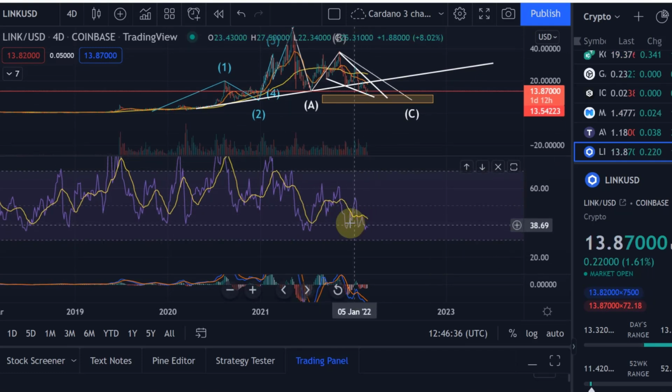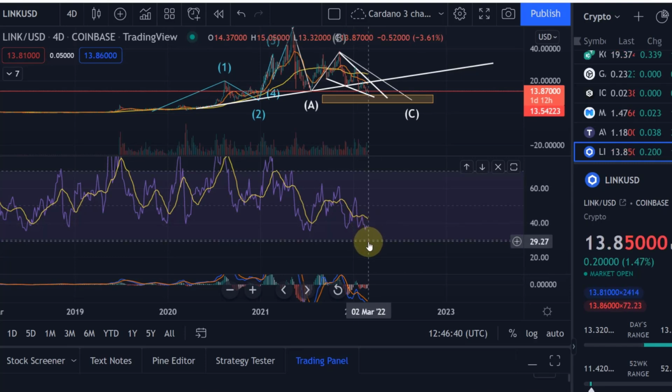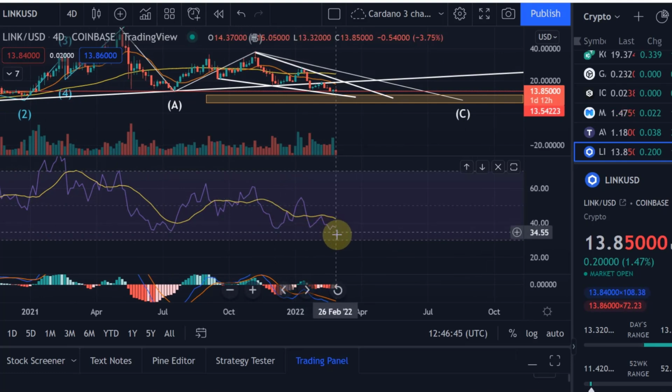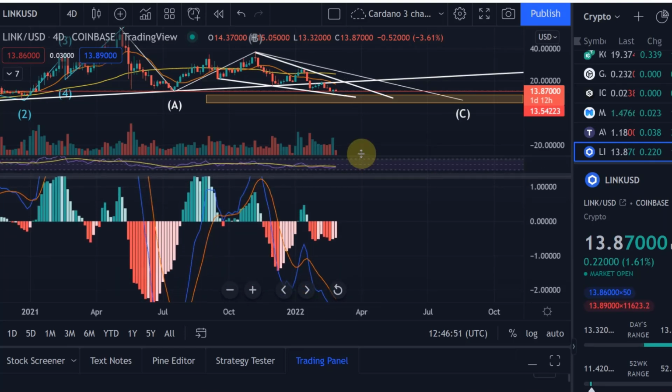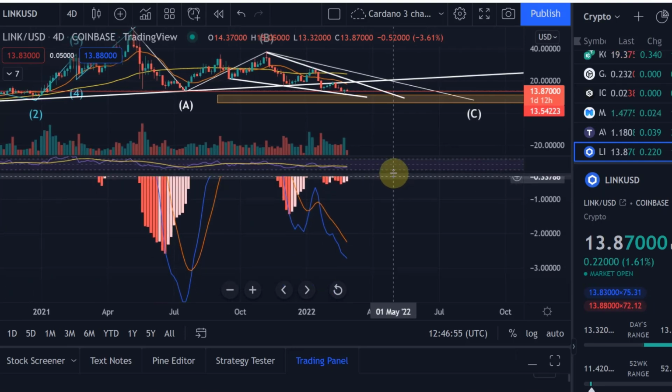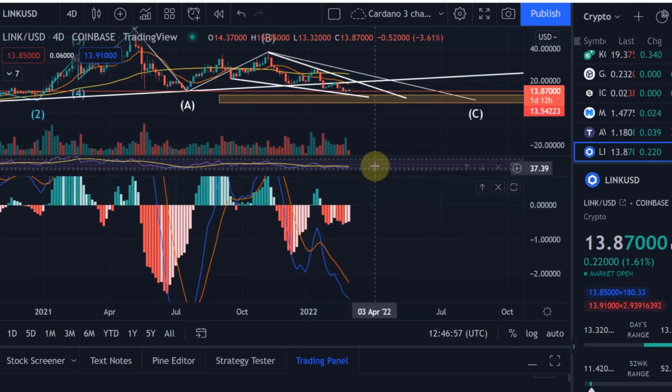The RSI is still making lower lows, and it still has more scope for further downside. It's not at the 30 level yet. 30 would be oversold, and we are still above that. The MACD as well is pretty much just moving sideways. The MACD line, the blue one, is also still pointing to the downside.